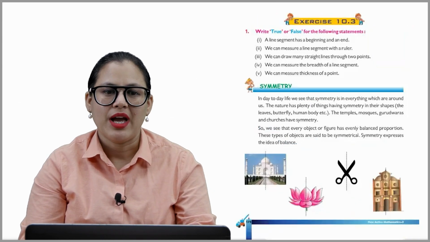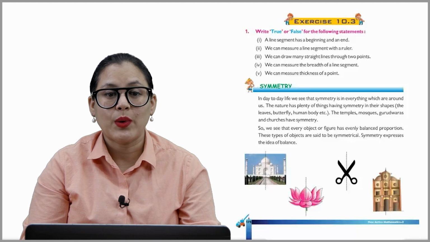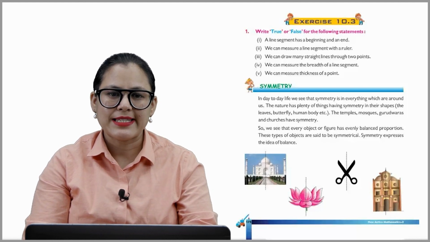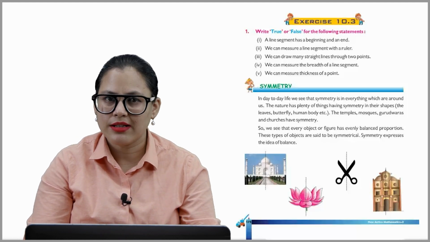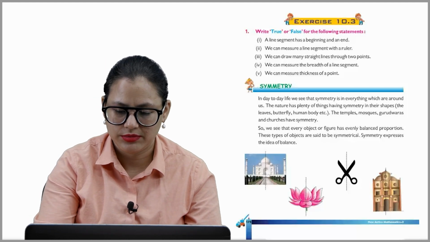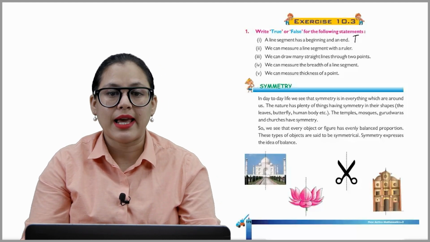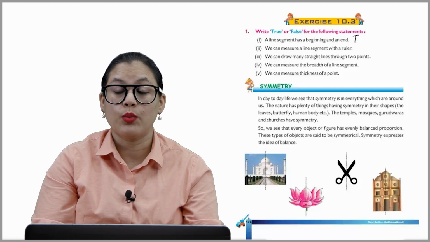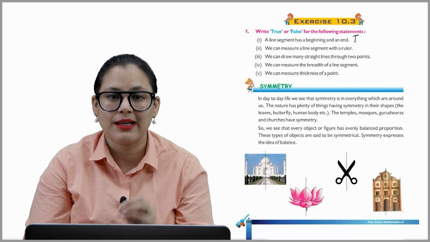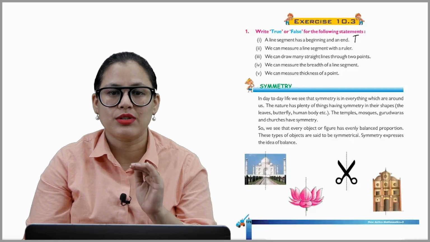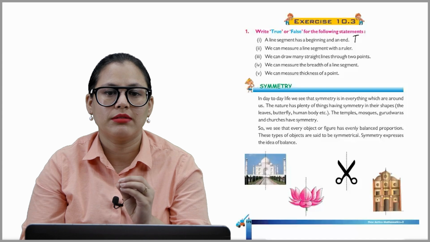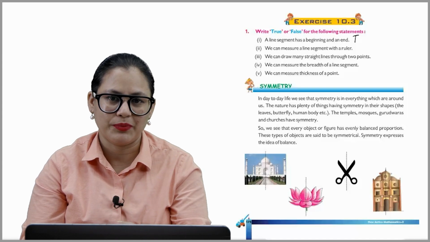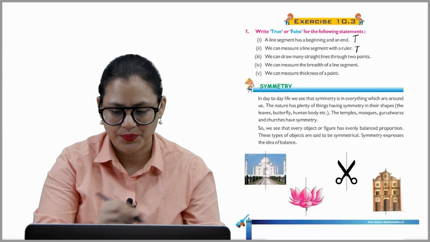Exercise 10.3. Write true or false for the following statements. A line segment has a beginning and an end. True. We can measure a line segment with a ruler. Of course. Why? Because it has a beginning and an end. That's why we can measure it with a ruler. Okay, so the answer is true.